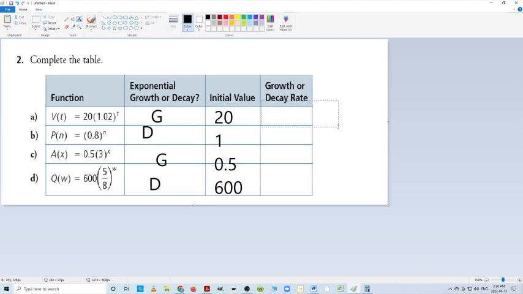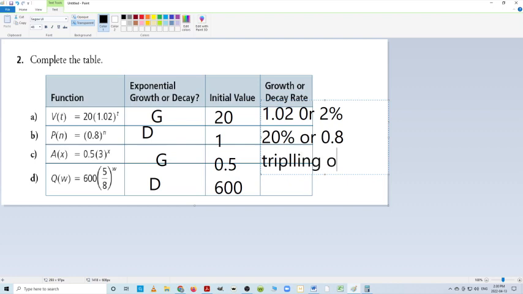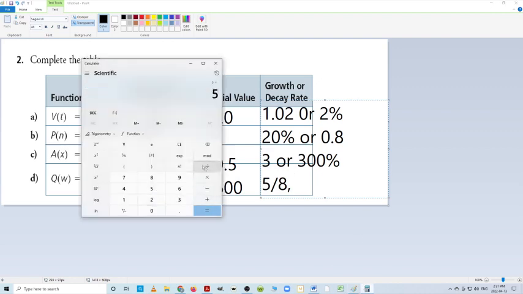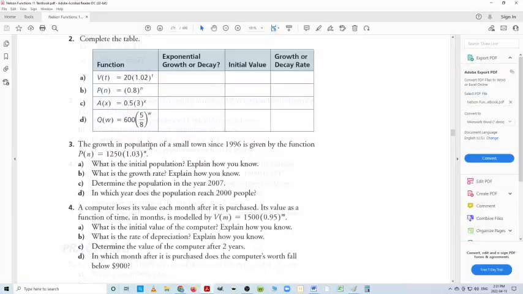Oh, this would be the base. What's the decay rate? In this one case, the decay rate is 1.02, or a 2% increase. This decay rate is 20%, or 0.8. This one's a tripling, or 3, or if you want, 300%. And this one is 5/8. Hard to put in percentage. I guess that would be, if one is 0.25, I think that's like 0.65 or something. 0.625. Which means it's a depreciation of 37.5%, if your teacher wanted you to analyze it further. But the base is good enough.